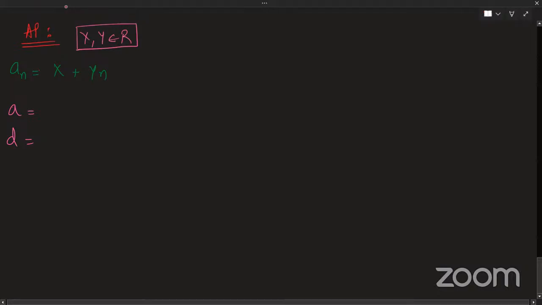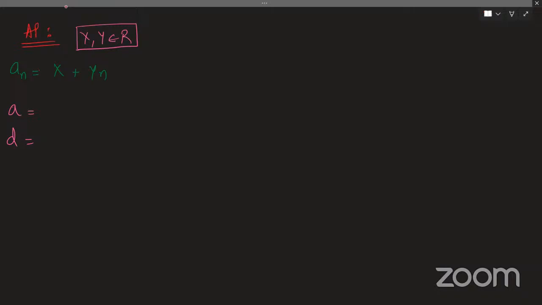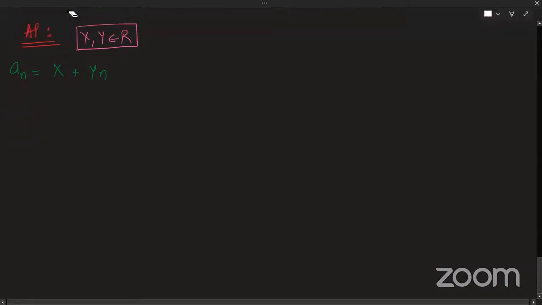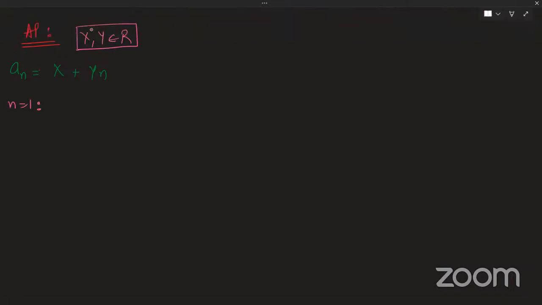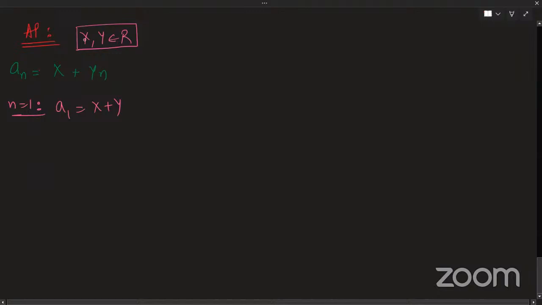And the nth term of my AP is written as X plus NY, X plus YN. N denotes the nth term. So I substitute the value of N as 1, 2, 3, 4, so I get the terms. If I substitute N as 1, I get the first term, that is X plus Y. Similarly, if I substitute 2, I get X plus 2Y. When I substitute 3, I get A3, that is X plus 3Y.